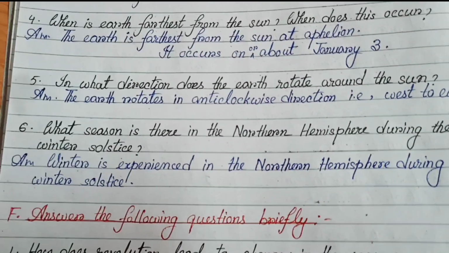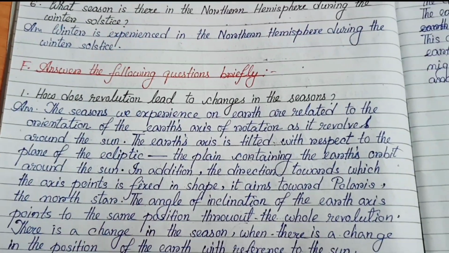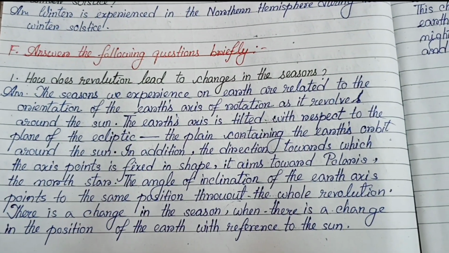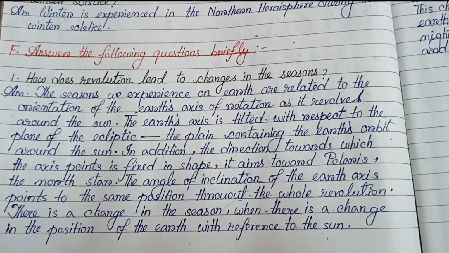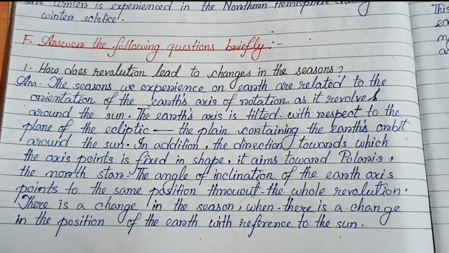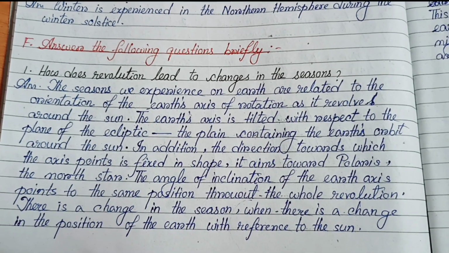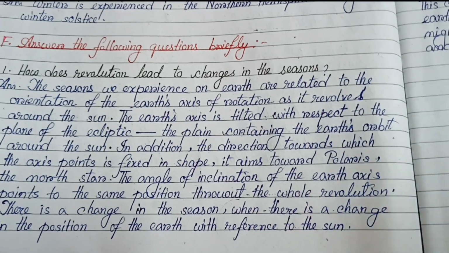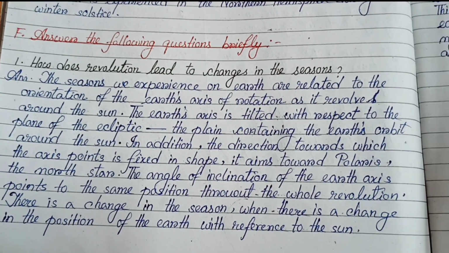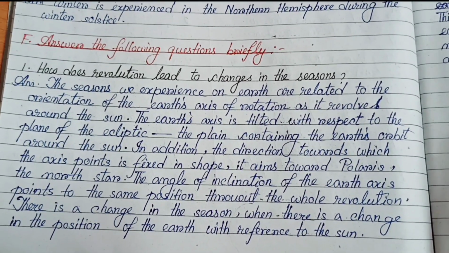Okay, next I am moving on to number F. Answer the questions briefly. Number 1, how does revolution lead to changes in the seasons? The seasons we experience on earth are related to the orientation of the earth's axis of rotation as it revolves around the sun. The earth's axis is tilted with respect to the plane of the ecliptic, the plane containing the earth's orbit around the sun.